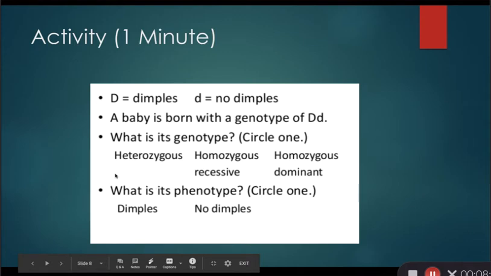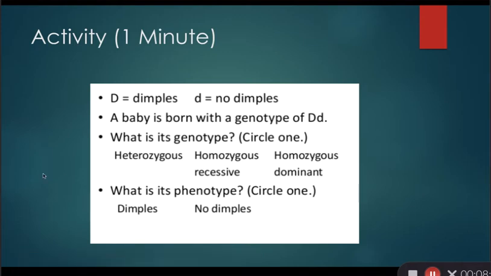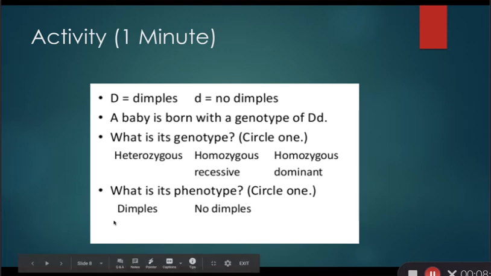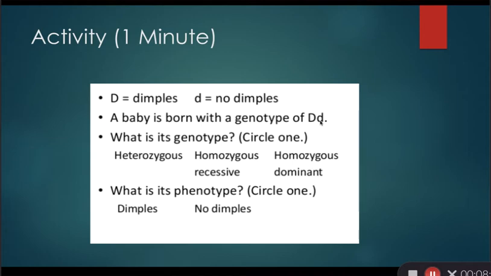Now with that, we need to wonder, what is the phenotype going to be? Since capital D, dominant, would mean dimples, and lowercase d, recessive, means no dimples, and we have a mix of the 2, what can we assume? We would assume that there would be dimples present. And this is because the dominant allele, the capital D, always masks the recessive one. So even though there is a recessive allele present, the one that gets expressed is the dominant one.